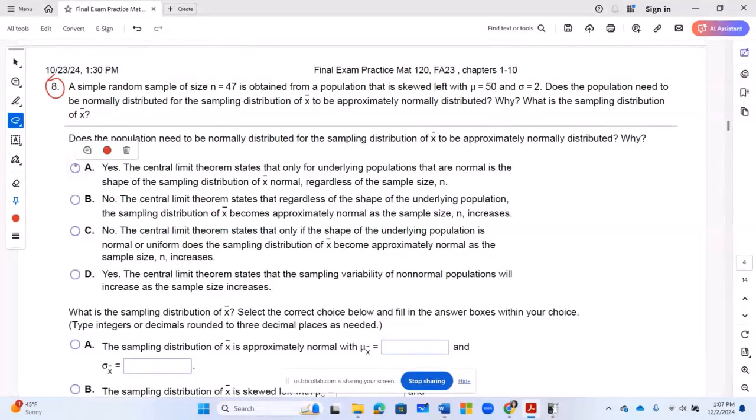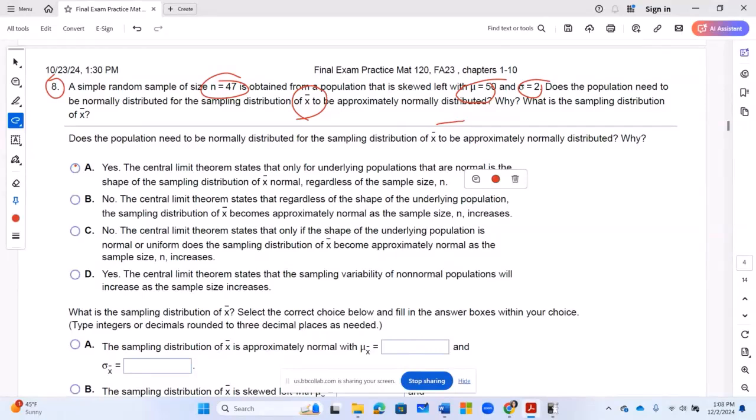All right, it says a simple random sample of size n equal to 47 is obtained from a population that is skewed left. The population is skewed left, right? The mean is 50 and the standard deviation is 2. Does the population need to be normally distributed for the sampling distribution of the mean to be approximated as normally distributed? This is the central limit theorem. Yes.